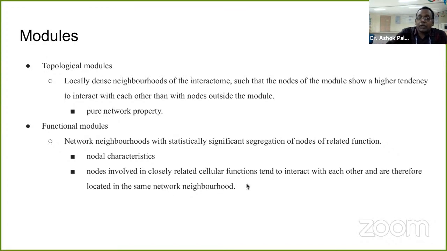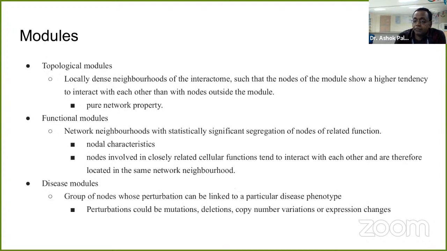Now moving from biology into medicine, so we have topological modules, a mathematical construct, then we have functional modules, which is a biological concept. Now moving into medicine, what we have is a disease module, okay? Now what are these disease modules? They are basically, again, a neighborhood or a group of nodes. But if you were to apply a perturbation to this group or to any node in this group, it can be linked to a particular disease phenotype. Then those functional modules are also called disease modules, okay?